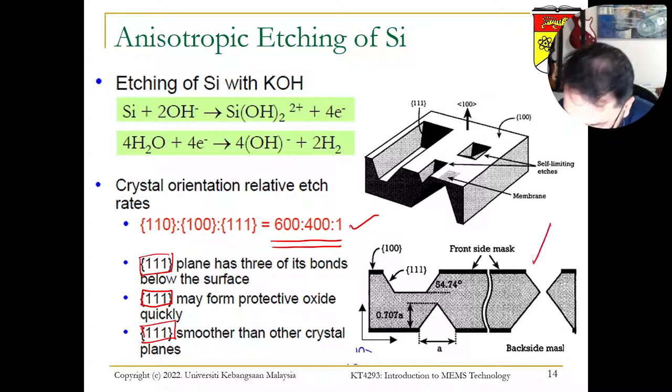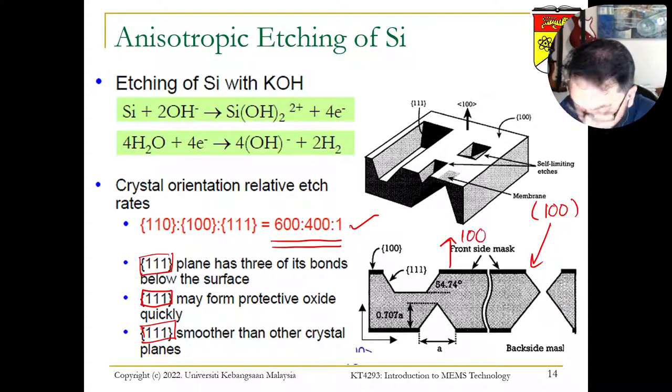So when you have a 100 wafer, the surface perpendicular to the wafer is the 100 direction. Therefore, if you open up a rectangle, the etching will occur here and then go down, and the anisotropic etching will follow the 111 plane. This plane here is actually the 111 plane, and the etching, as it goes deeper, will become narrower and narrower until it becomes a blind cavity. So this is what we call a blind cavity. A blind cavity looks like this.